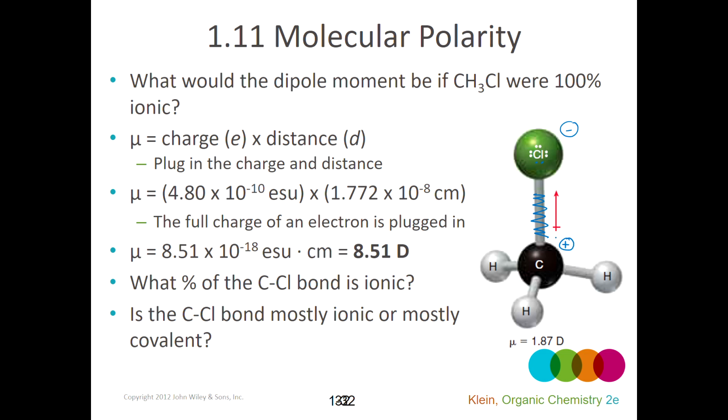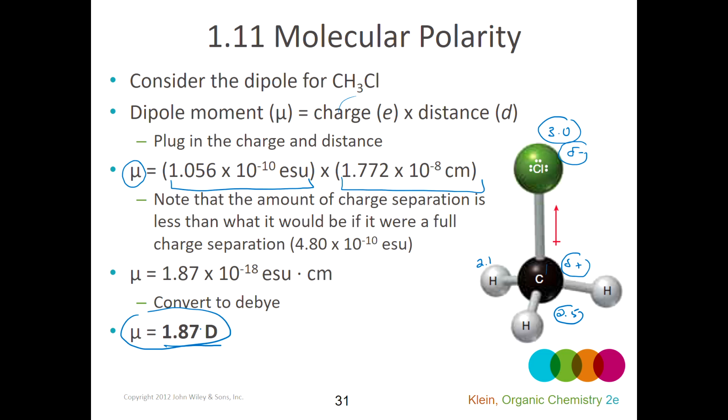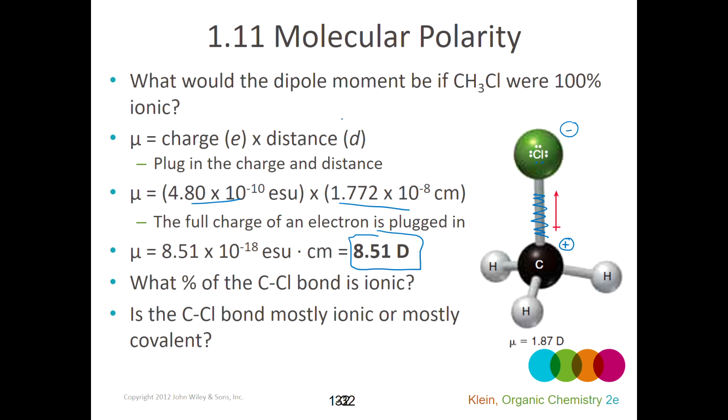And if we calculated the dipole factoring in full charges here instead of partial charges, but kept them at the same distance, when we multiply that, we'd end up with a much larger polarity. So again, I won't ask you to calculate this value, or the value from the previous slide, that was 1.87 debye. So 1.87 debye is what we get for the covalent bond, and 8.51 is what we would get if it were an ionic bond.